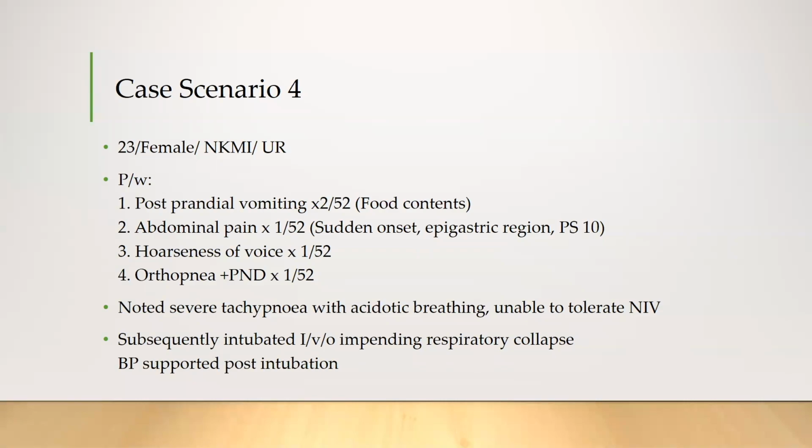So hi, for the fourth case scenario, we'll be talking about a 22-year-old female. She has no medical illness, presented with postprandial vomiting of 2 weeks with food contents, abdominal pain for 1 week at the epigastric region, hoarseness of voice for 1 week, orthopnea and PND for 1 week. And also in view of impending respiratory collapse, we subsequently intubated her.